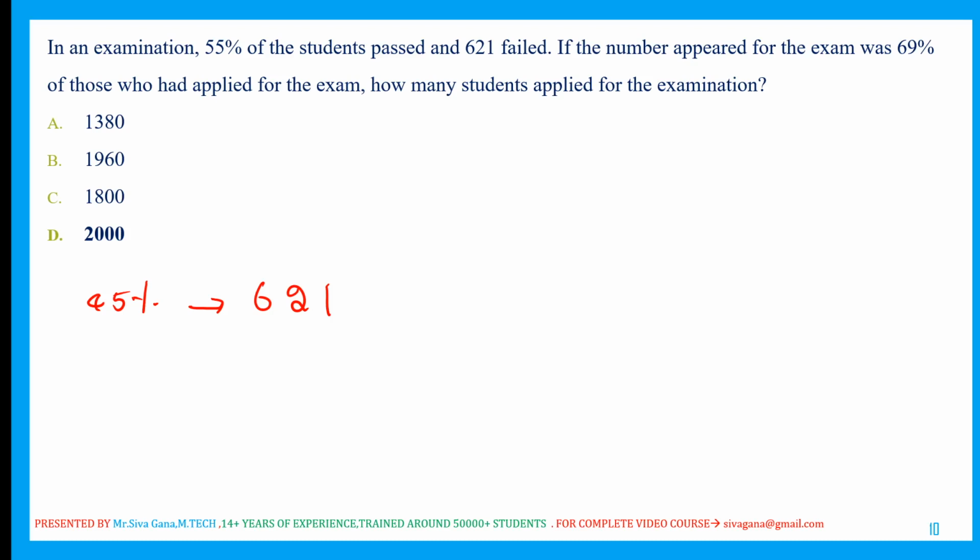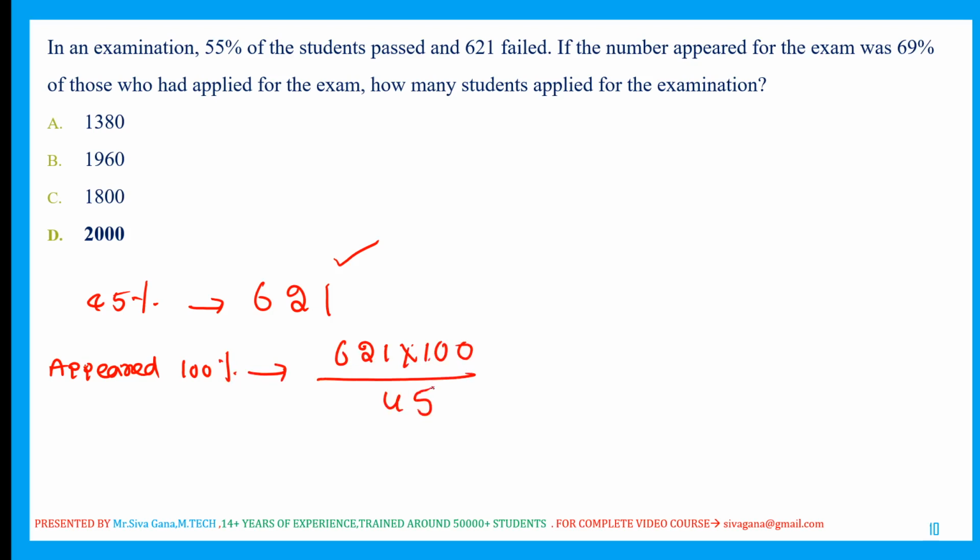In an examination, 55% of the students passed, which means 45% failed, and that was given as the number 621. So how many appeared for the exam? Appeared is 100%. 45% failed, so 100% is how much? 621 into 100 divided by 45. This is the number appeared.